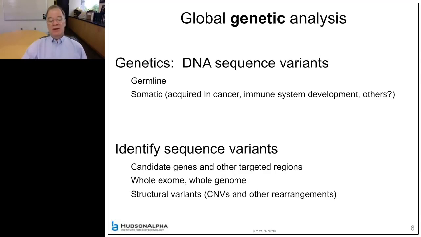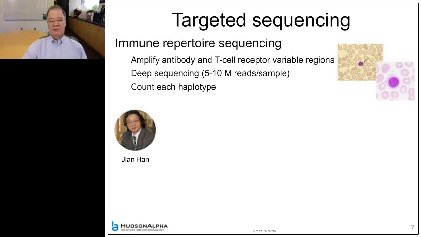And then there are other ways to think about this, because sometimes we're looking for not just single base allelic variation, but bigger changes, copy number variants and other rearrangements. Sequencing can identify those, but there are other tools that we use and the field uses to really work on those. So let me tell you about one example of targeted sequencing.